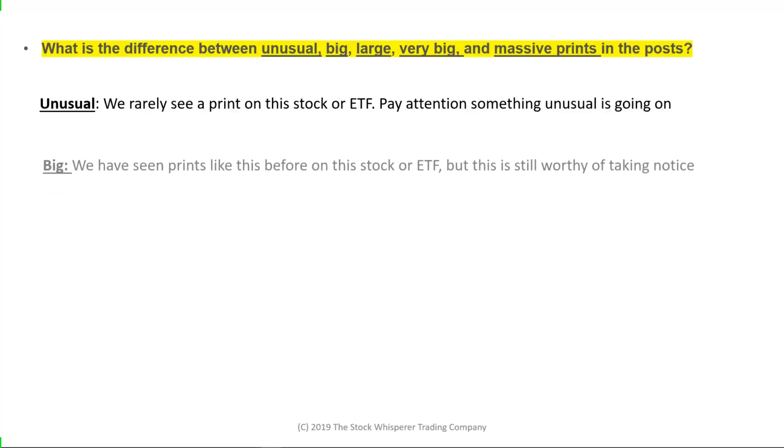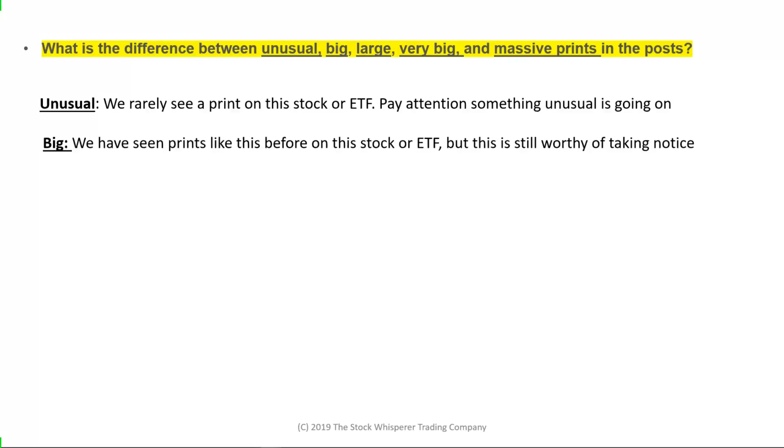So what does big mean? Big means we've seen prints like this before on this stock or ETF, but it's still worthy of taking notice. I don't post about every single print because we get so many every day. That would be really boring for you if you kept getting push notifications every 5 seconds. So what I do is I watch, and I know EEM has million share prints on it all the time. So I'm not going to post that. But if we get a 2 million, 5 million, I'm going to let you know, right?